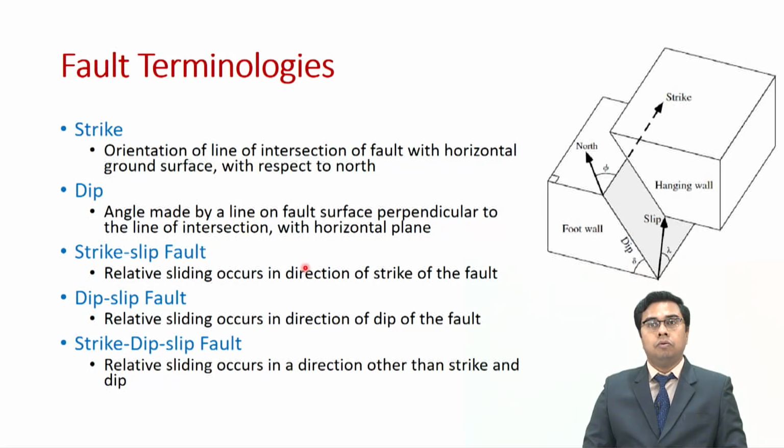Now, the movement at the fault can occur along different directions. If the movement or the relative sliding occurs in the direction of strike of the fault, we call it a strike slip fault. On the other hand, if the relative sliding occurs in the direction of the dip of the fault, we call it dip slip fault. In many of the cases, the relative sliding occurs in a direction other than strike and dip. In such cases, we call it a strike dip slip fault.